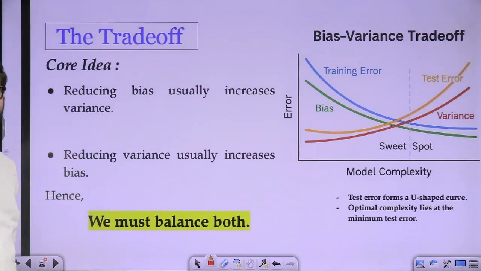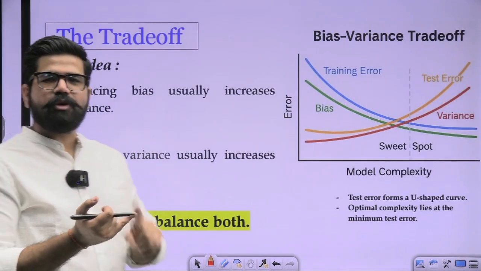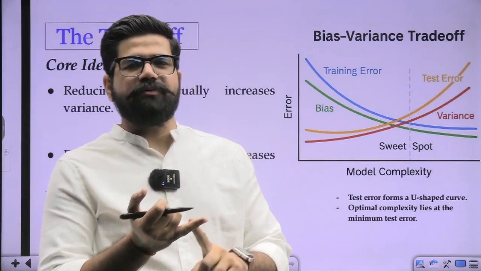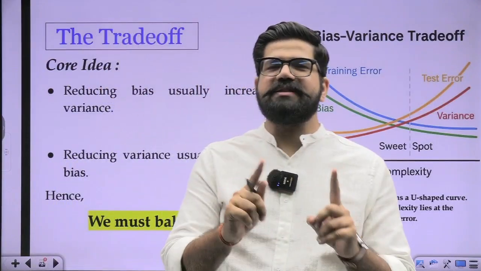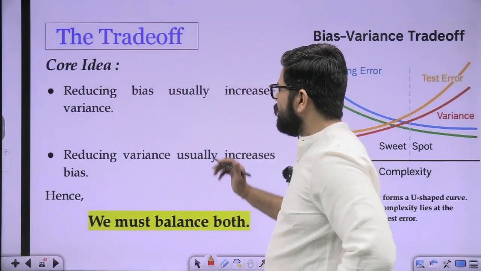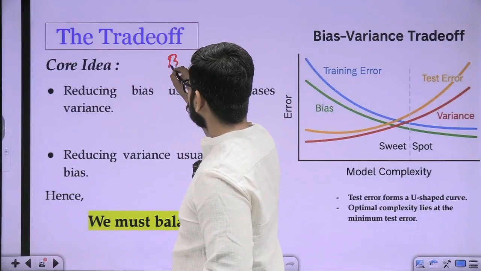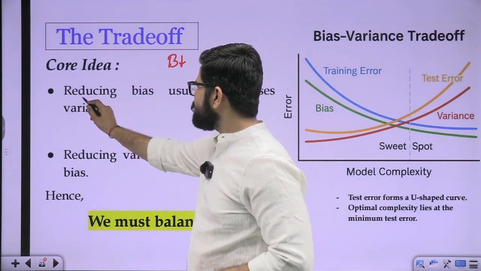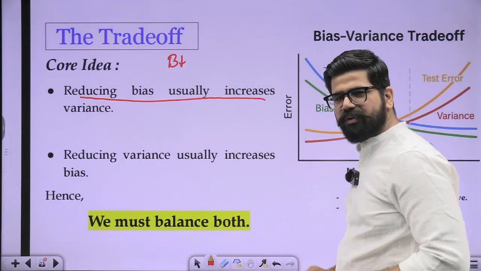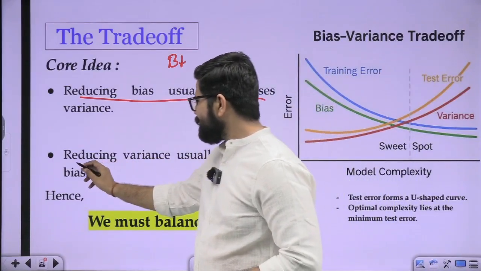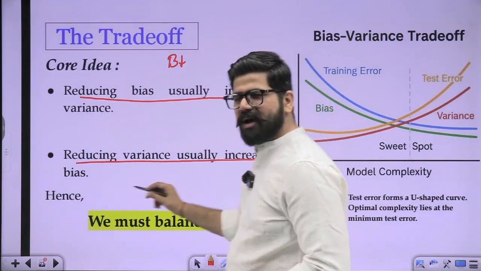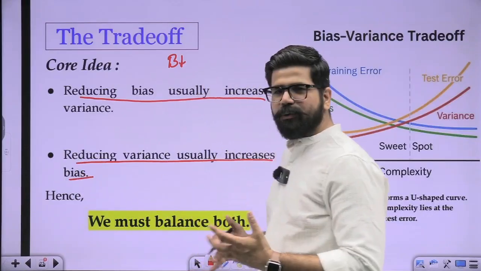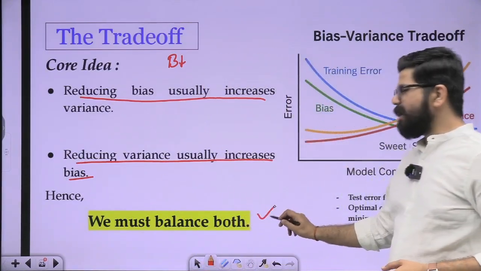Now come to the exact thing. I hope you are able to understand what bias is and what variance is. Now comes the bias-variance trade-off. Reducing the bias usually increases your variance, and reducing your variance usually increases your bias. So what exactly do you need to do? You need to balance both of them.